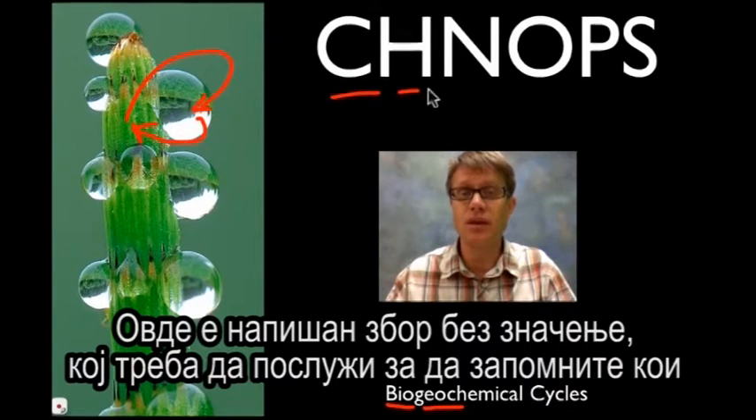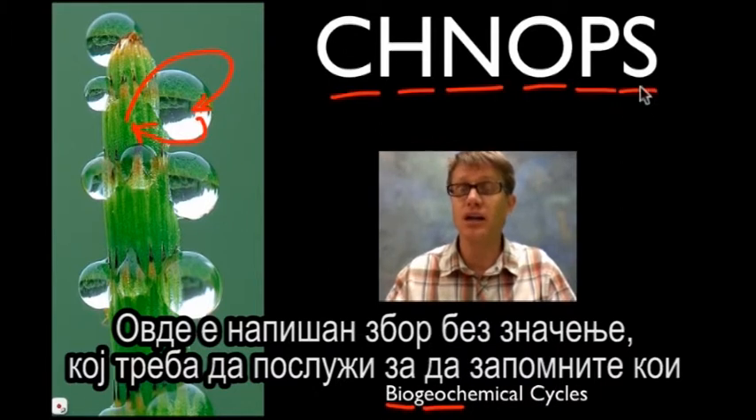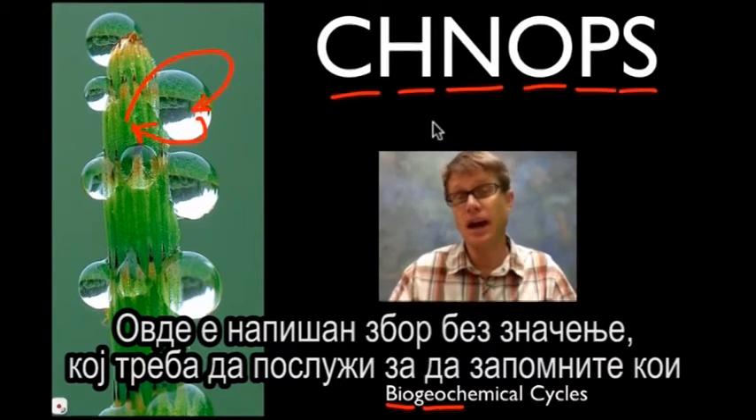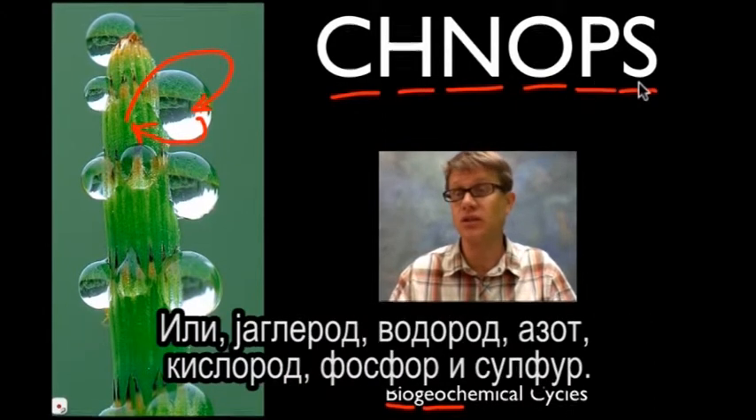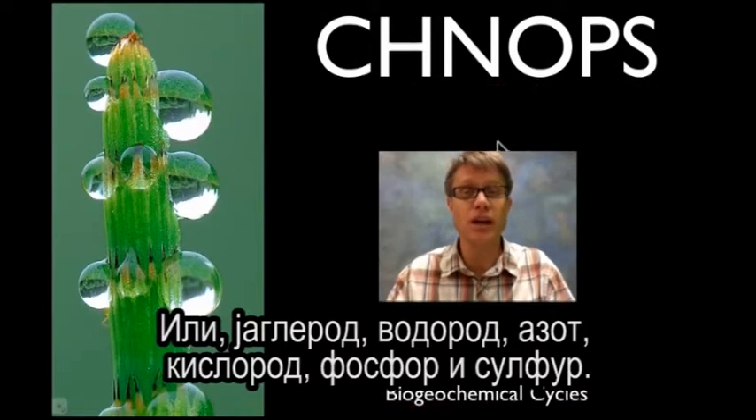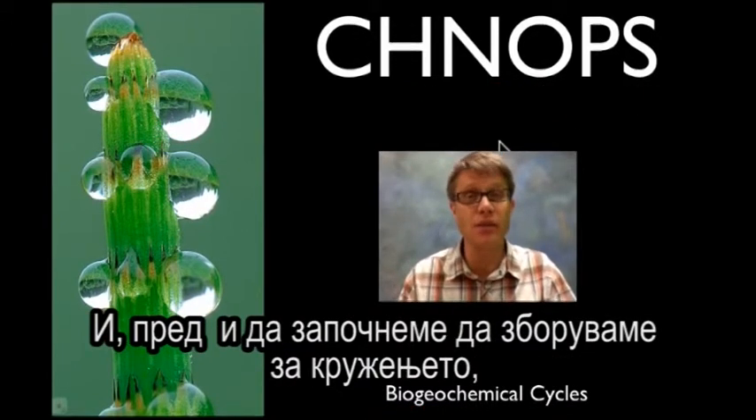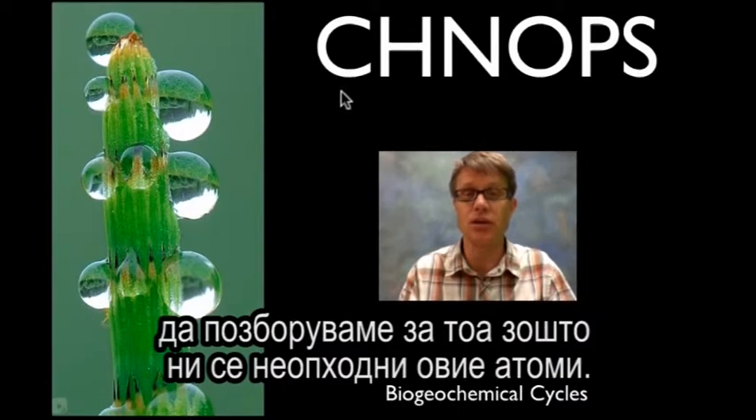And so up here I've written this, which is just a mnemonic device to remember the atoms that life needs to survive, SCHNAPS. And it's carbon, hydrogen, nitrogen, oxygen, phosphorus, and sulfur. And so before we actually talk about cycling, let's talk about why we actually need these atoms. And we're going to start with carbon.